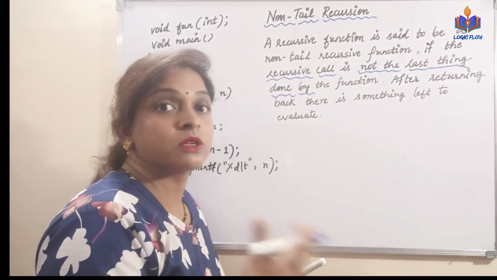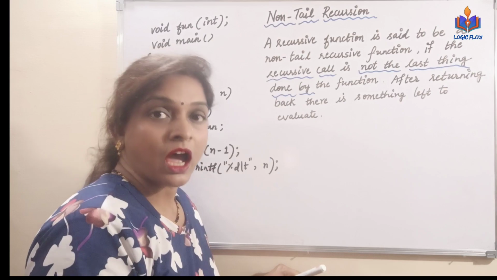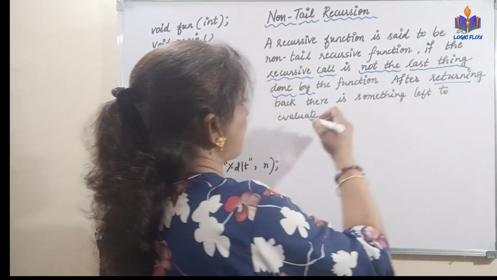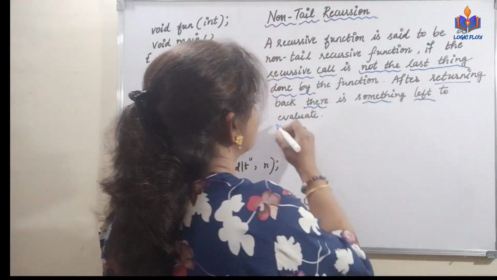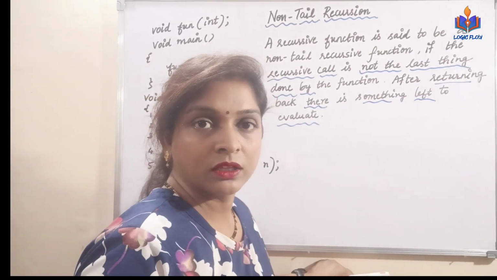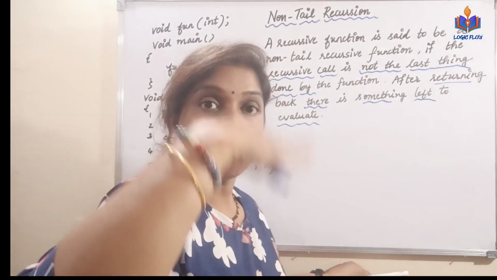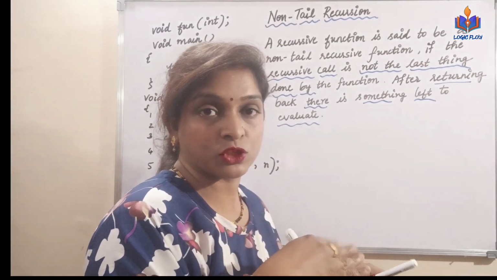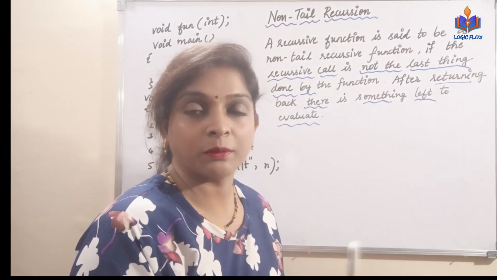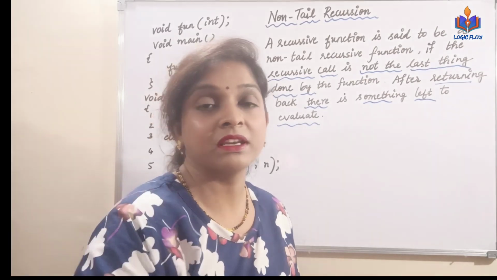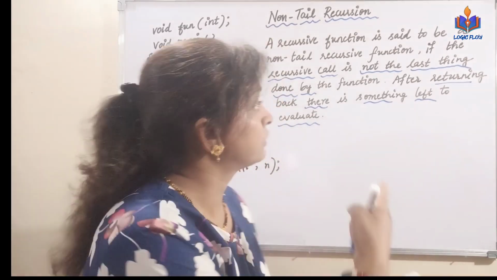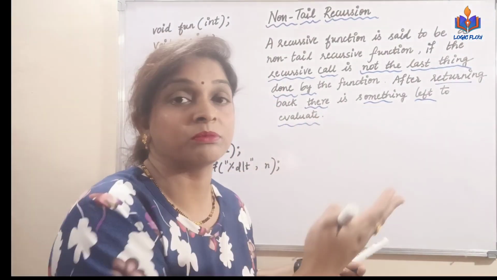There will be something else to evaluate after the recursive call also. After the recursive function, there is something left out. So after returning back, there is something left to evaluate. In the previous example that we saw, there was nothing to evaluate. I simply return. When we come back in the recursive flow, there is nothing left to evaluate, because that is the last statement. I'll simply return. But here in the non-tail, you have to evaluate after returning back. When you return back, there is something left to evaluate.